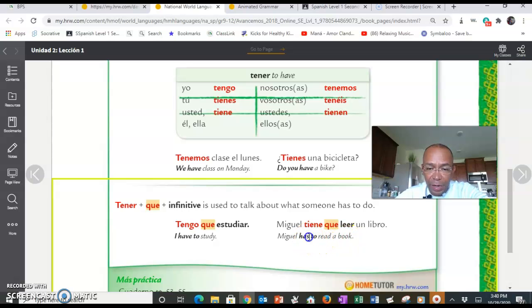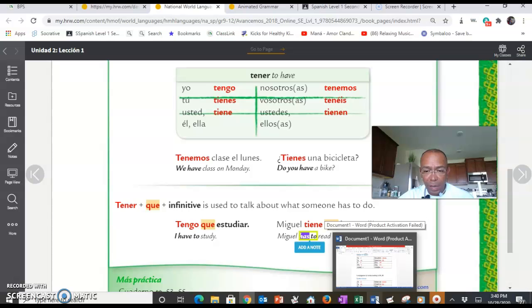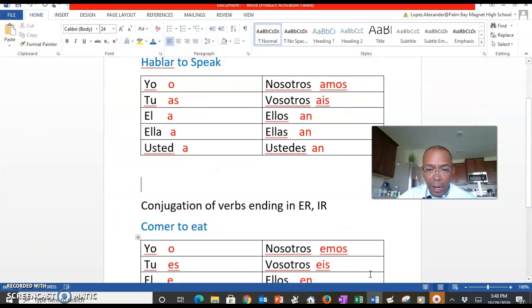Notice here in English, you conjugate the verb to have. You don't say Miguel have to read a book, right? You say Miguel has to read a book, because that is its correct conjugation form of the verb. Okay, so I know you guys are a little bit confused, but let's talk about these verbs and how they actually work. I created this for you, so that could be a little bit easier.